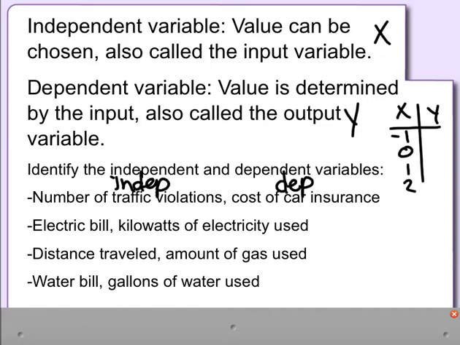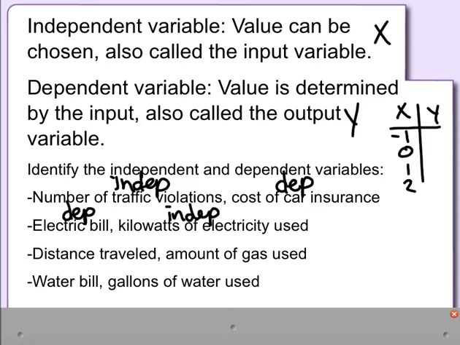Electric bill and kilowatts of electricity used. Does my electric bill depend on the amount of electricity used, or does my electricity used depend on how much I have for my electric bill? Well, you would say, of course, my electric bill depends on how much I have used. So we would label those dependent for bill, independent for electricity used.